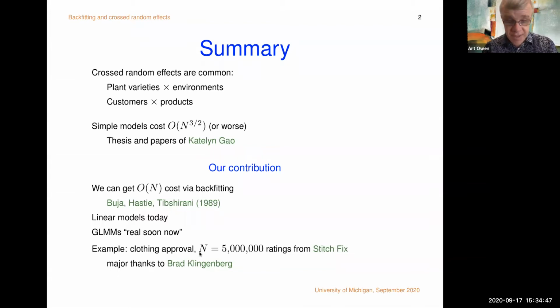And we have a data example. We have 5 million ratings from Stitch Fix, so huge thanks to Brad Klingenberg. Stitch Fix will send samples of clothing out to people, and then maybe they buy them, maybe they send them back, maybe they like them on a 10-point scale, maybe they fit or maybe they don't. So it's an interesting data set.